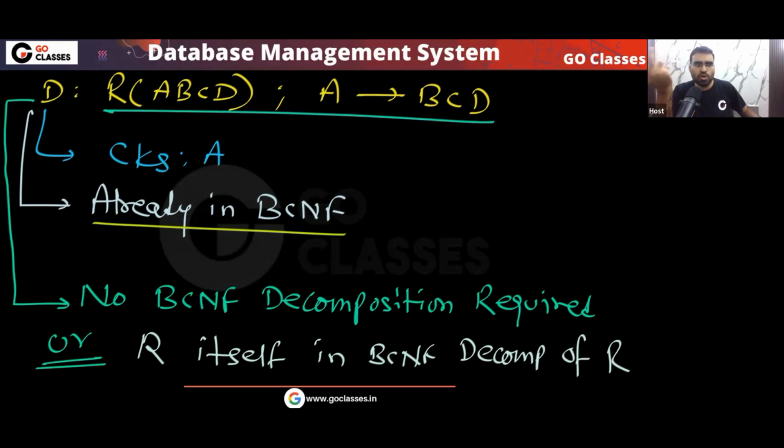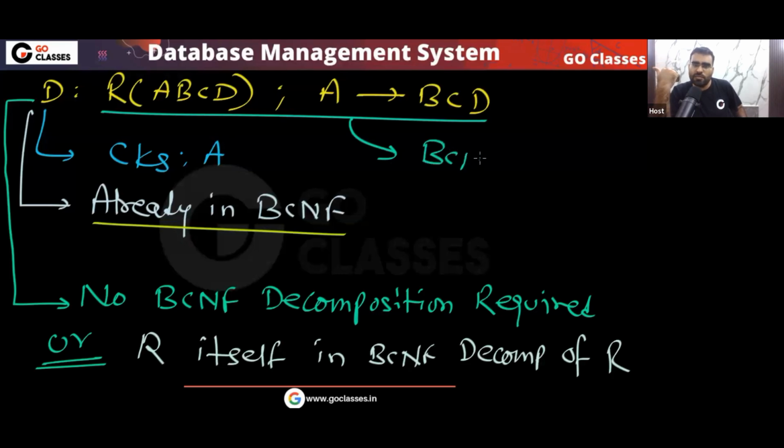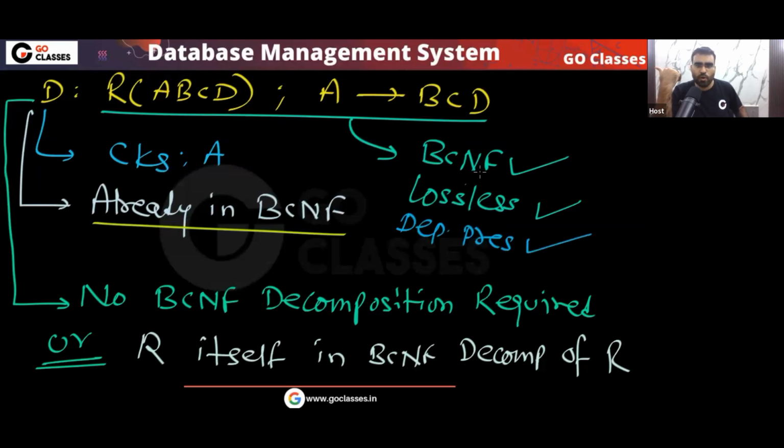Because no decomposition is required, there is no point of lossy or not preserving the dependencies. Yes or no? You can see this is in BCNF. There is no point of lossy. This is already lossless, and this is dependency preserving. All the three properties are there for this option D.